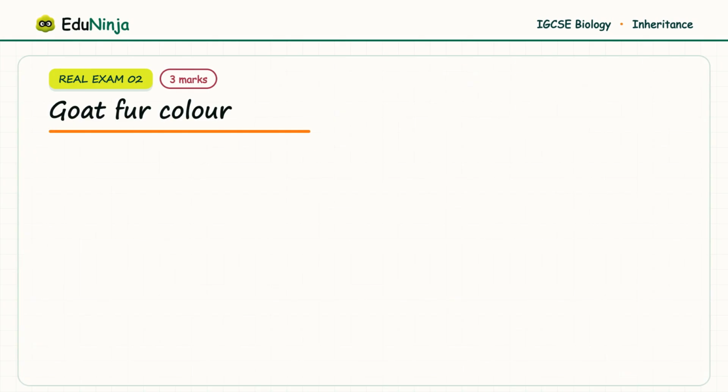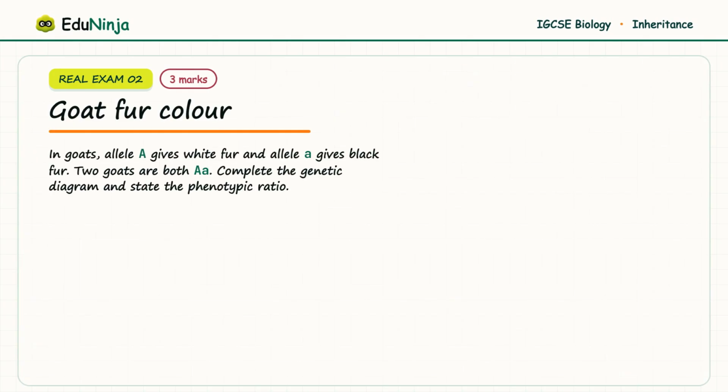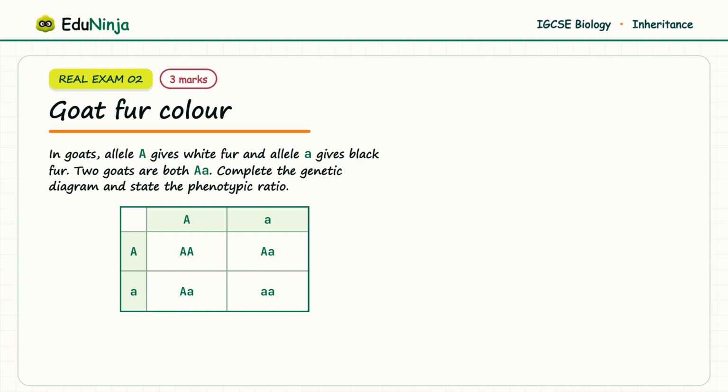Now a real goat fur question. Capital A gives white fur, and small a gives black fur. Both goats are capital A, small a. Take a moment to set up the square.